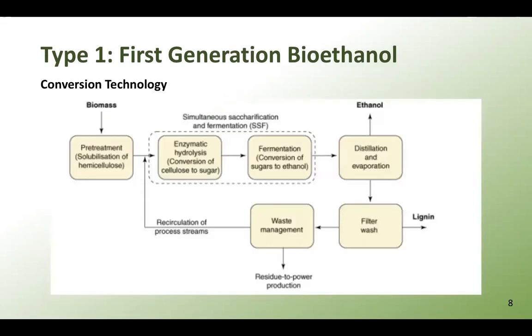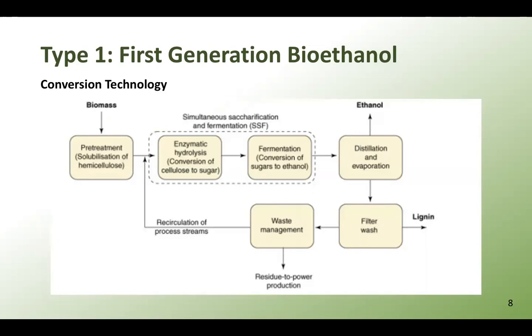Now, when it comes to the conversion technology used to produce bioethanol, as mentioned earlier, the feedstock is sugar or starch-based plants. So we usually start by converting starch to ethanol using two different steps, which are the liquefaction step, in which we make the starch soluble, followed by a hydrolysis step to produce glucose, which is then fermented to produce bioethanol.